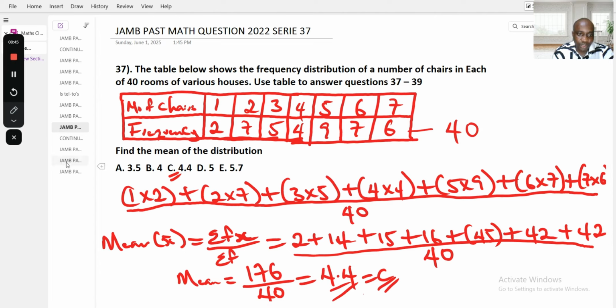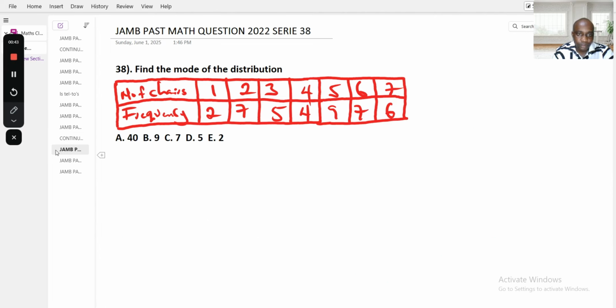Let's go to the next question. Find the mode of the distribution. What is the most common factor here? The mode is the popular number, the one with the most occurrences, the one that occurs most. Like 1, how many times does 1 appear? One appears two times. How many times does 2 appear? It appears 7 times.